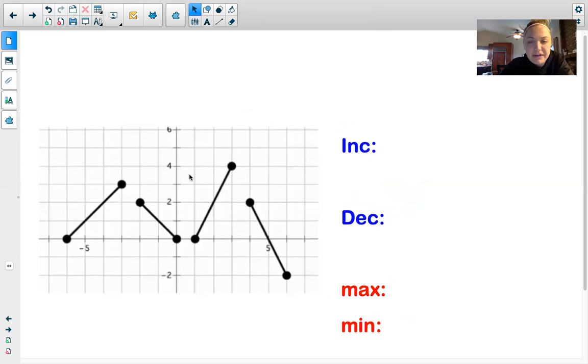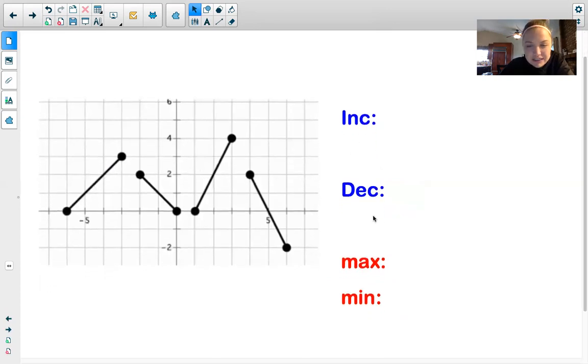Okay, on this picture, we've got an increasing interval, decreasing interval, maximum, and minimum. Let's talk about increasing first. If this were, well, this would be a really scary roller coaster because it is discrete. You're going uphill, and then you jump, start going downhill, jump, start going uphill, and then start going downhill. So this is not continuous, it is discrete, but we still have uphill and downhill sections. So we still have increasing and decreasing.